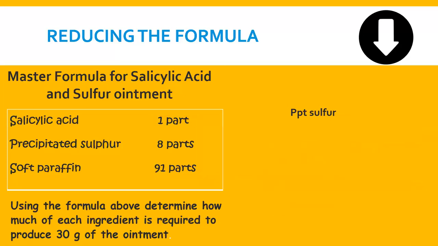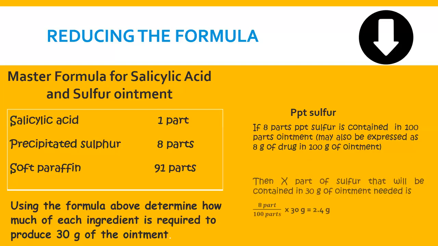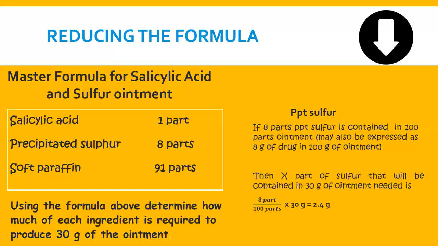So let's look at precipitated sulfur. Precipitated sulfur in this master formula has 8 parts, all of 8 parts in that total number of 100 parts. So if we say 8 grams of the drug, or 8 grams of the precipitated sulfur, is contained in 100 grams of the ointment, which is the same thing as saying 8 parts in 100 parts of the ointment, then we can determine how many parts or how many grams will be contained in 30 grams that we want to make. So X would be equal to 8 parts over 100 parts times 30 grams, which is 2.4 grams.